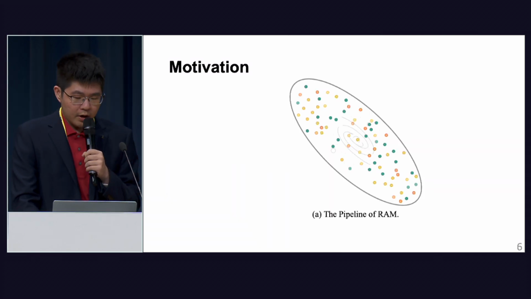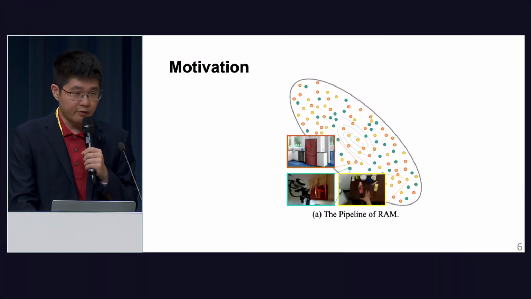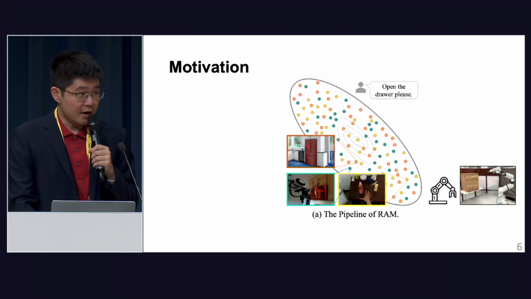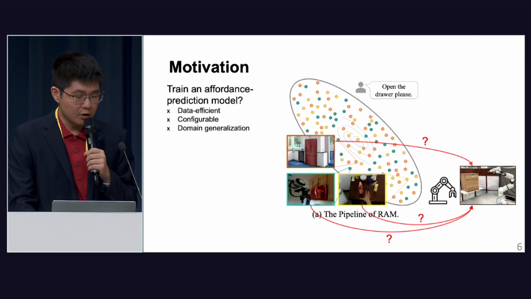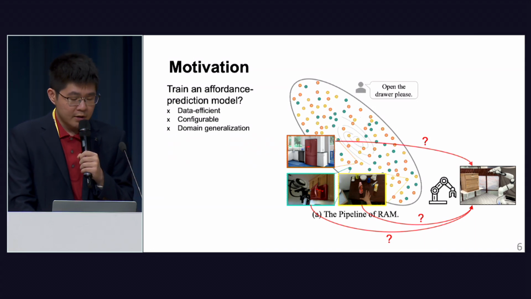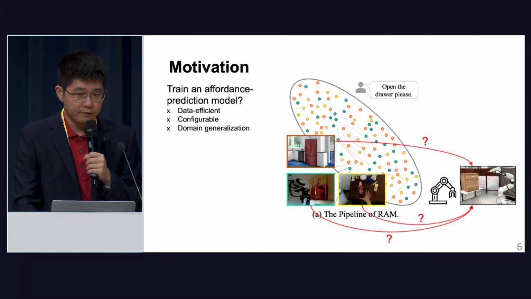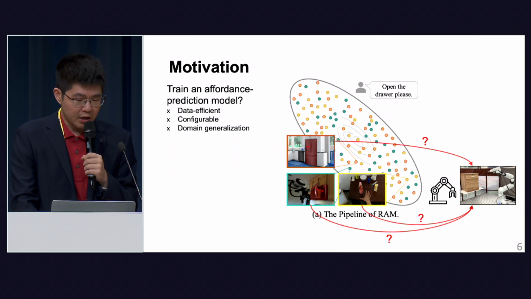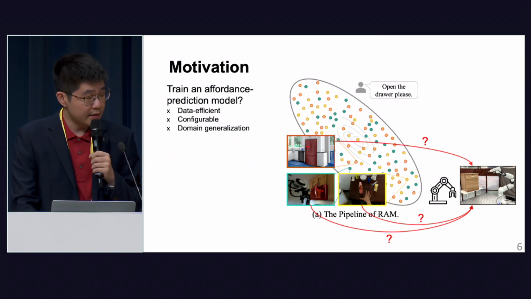So, assume we have constructed an affordance memory by scalably extracting the unified affordance from diverse sources of data. But given the robot's observation and language instruction, how can we best utilize such affordance memory? Of course, we can train an affordance prediction model like many previous works did. However, they face several issues. First, it's data inefficient, since it requires a huge amount of data and also compute to train. It's also not configurable because if an object has some novel usage, the model may not be able to adapt. And they also suffer from severe domain generalization issues under unseen scenarios.